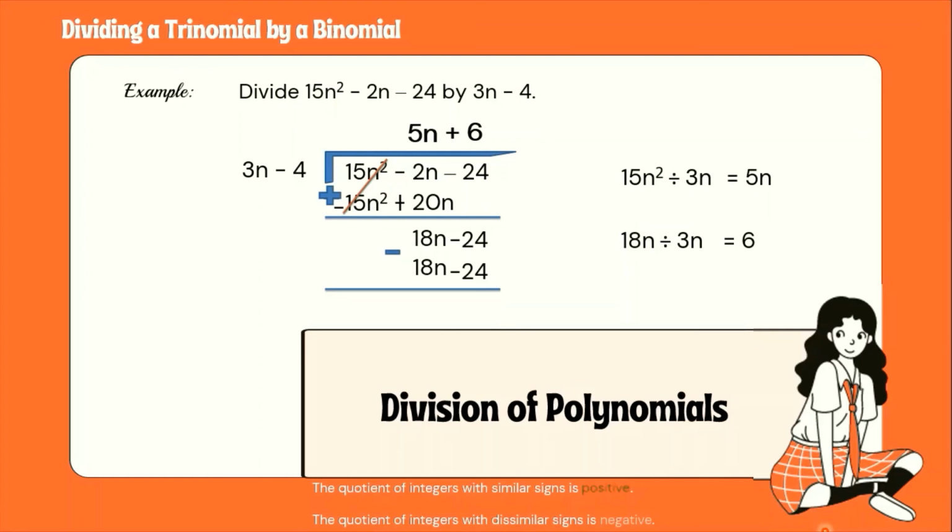At kailangan din nating mag-change ng sign ng subtrahend from positive 18n magiging negative 18n. And then yung negative 24 ay magiging positive 24. And then proceed to the rules of addition. 18n plus negative 18n ay makakancelled out dahil 18 plus negative 18, magkaiba sila ng sign, magiging 0. Ganon din ito. Cancelled out din dahil negative 24 plus positive 24 ay 0. So, wala na tayong natira dito. Ang ating sagot na ay 5n plus 6.